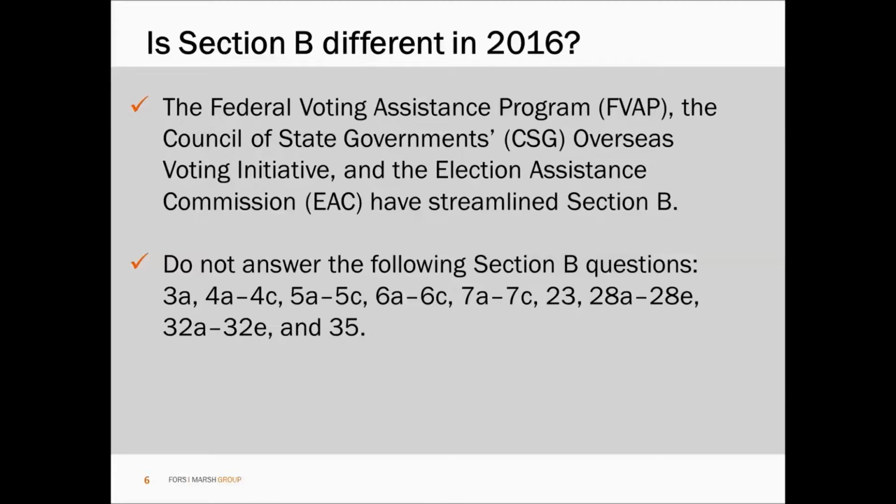And so the Federal Voting Assistance Program worked with the Council of State Governments Overseas Voting Initiative, and a group of state and local election officials worked together to identify these duplicative questions, and they presented a proposal to the EAC to remove certain questions from the 2016 Election Administration and Voting Survey. And the EAC has adopted that recommendation. And so for the 2016 EAVS, you do not have to answer the questions that you see on the slide. And I will be emphasizing the questions that have been removed as we go through this presentation.